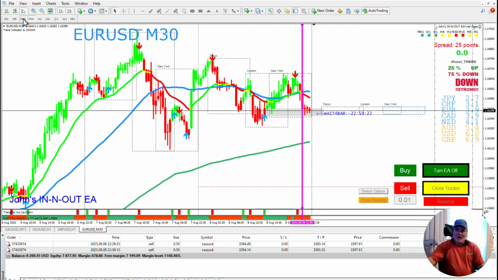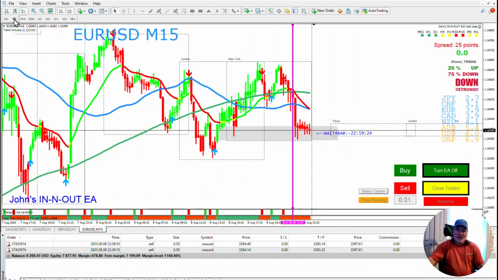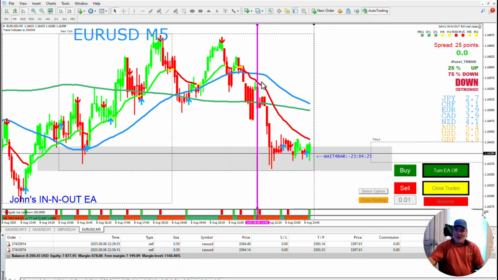And you take it down to the 15. Still looks good. Take it down to the 5, and you would have a really good look at it, and you would take that trade. I would probably load up on that, take it right down to the structure, hoping it would go down even deeper, which I thought it would later on. It did not. It just went sideways.